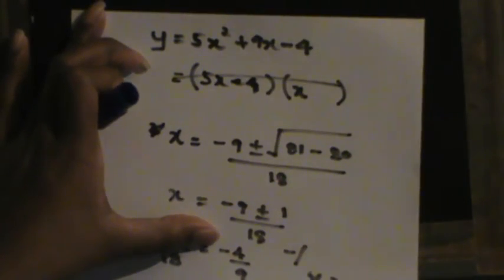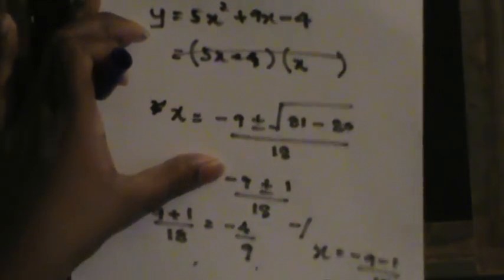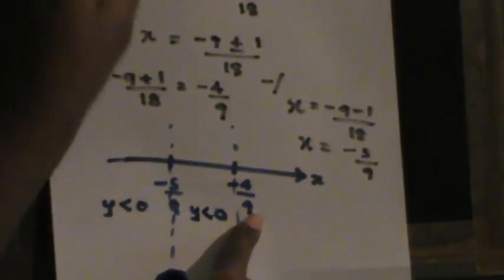When you substitute some value greater than minus 4 by 9, say 0, it will be again negative. So this is amazing, right? For any value, this one is negative. What actually happens is that y is always less than 0.